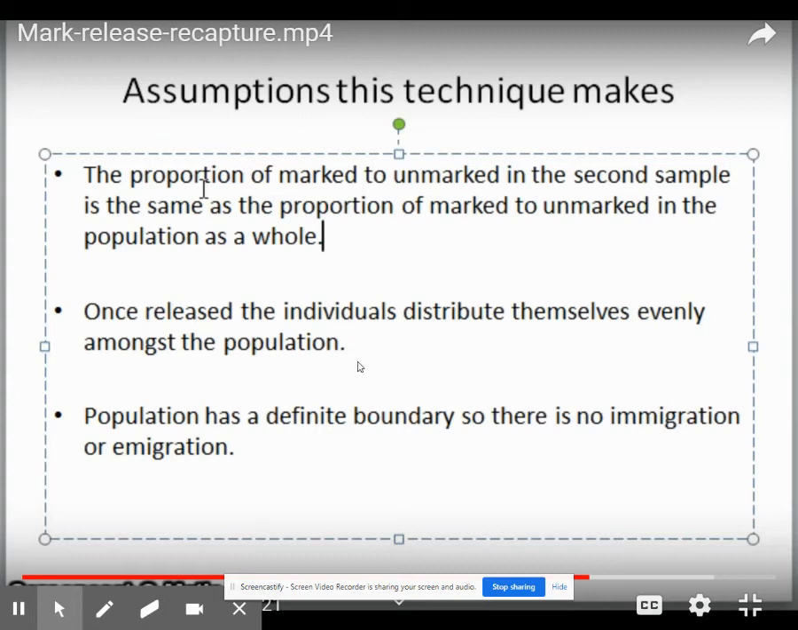The second one is that once you've caught and marked them, they distribute themselves evenly in the population, so they don't just stay in one corner of the population or nearby, they distribute evenly. And thirdly, that there's no immigration or emigration, so there's no new fish coming in, there's no new fish going out. That includes births and deaths as well. So this is why it's only an estimate, it's not the exact number.